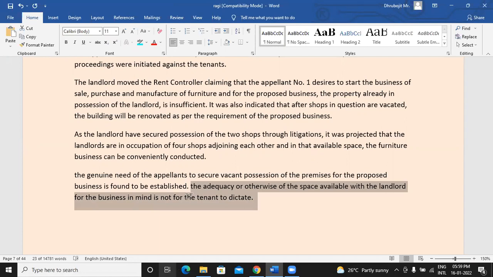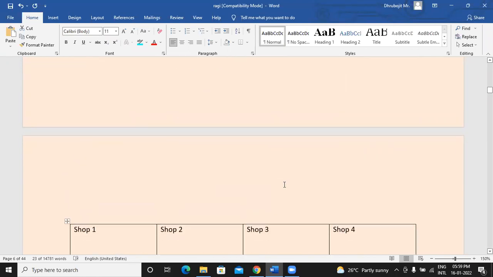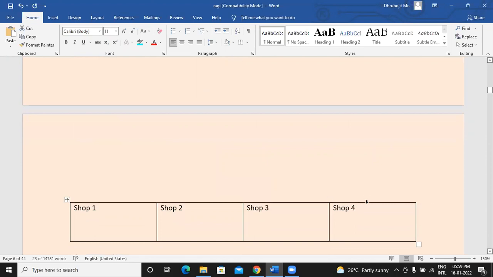The tenant should not come and justify that this much space is also enough, why do you need 2 more shops and stuff like that. The tenant is no one to take a decision there. If the landlord wants the shops and he is following the process, he can ask for eviction and ask the tenant to vacate these places as well. Okay, is it clear?